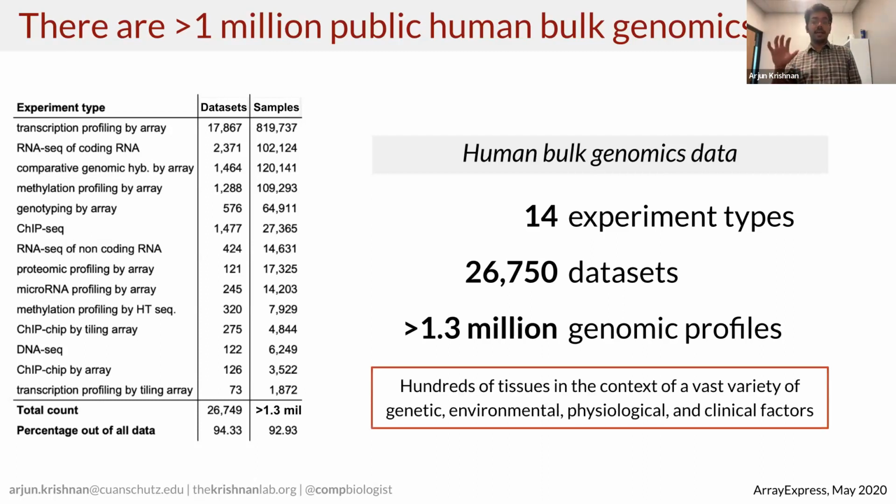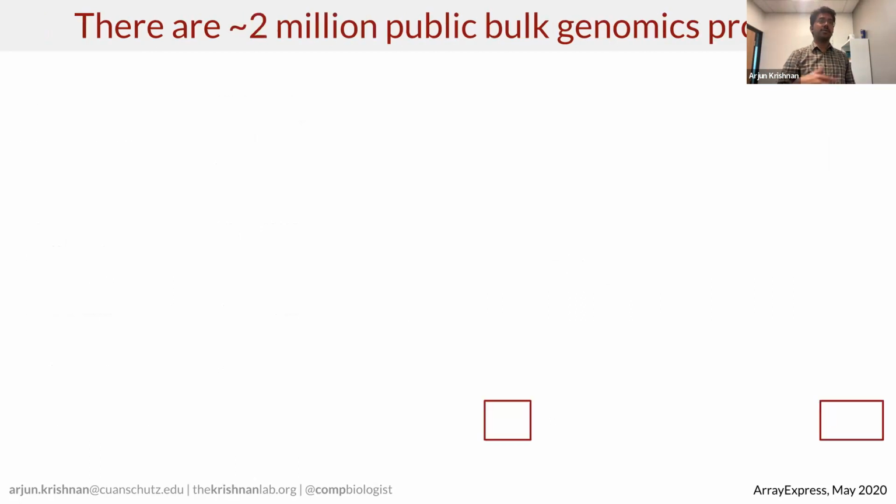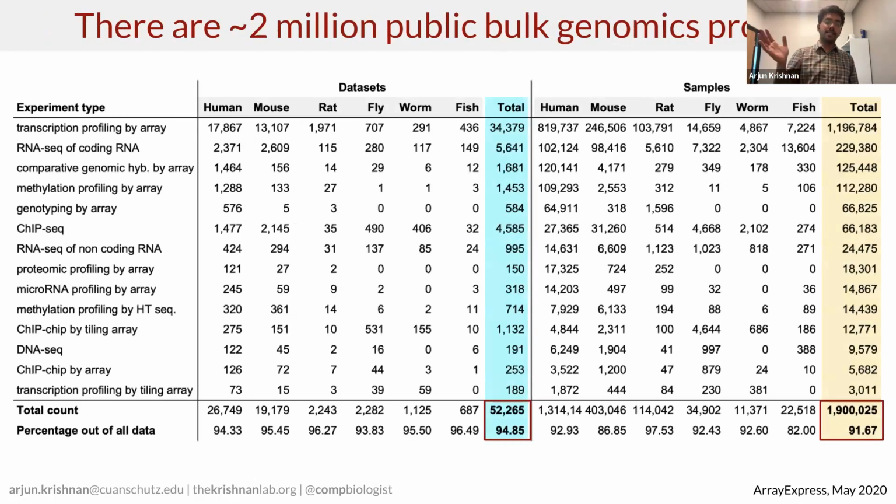And these data are incredible because these are samples that come from hundreds of tissues and have been studied in a variety of contexts, including genetic, environmental, physiological, and clinical factors. So I think all of us are on the same page here. I'm literally preaching to the choir: wouldn't it be awesome to use all this data? And now this is just human data. If you expand this to data from major model organisms like mouse, rat, fly, worm, and fish, this number is close to 2 million profiles. In fact, this number is way larger than this, but I won't go into these nuances.